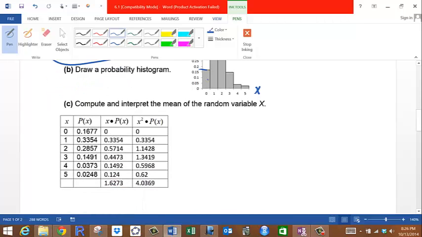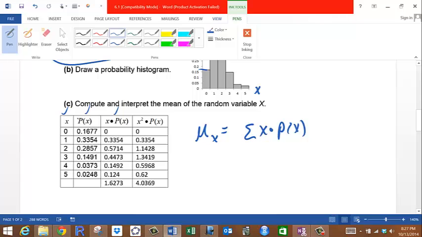All right, now here's where I want to focus. Let me give you the formula here. The mean, mu sub x is the way we say that, is the sum of x times p of x. So what this formula tells us is we have to have a column called the x column, which we do, and a column called the p of x column, which we do, and then of course we're going to take x times p of x, which is here.